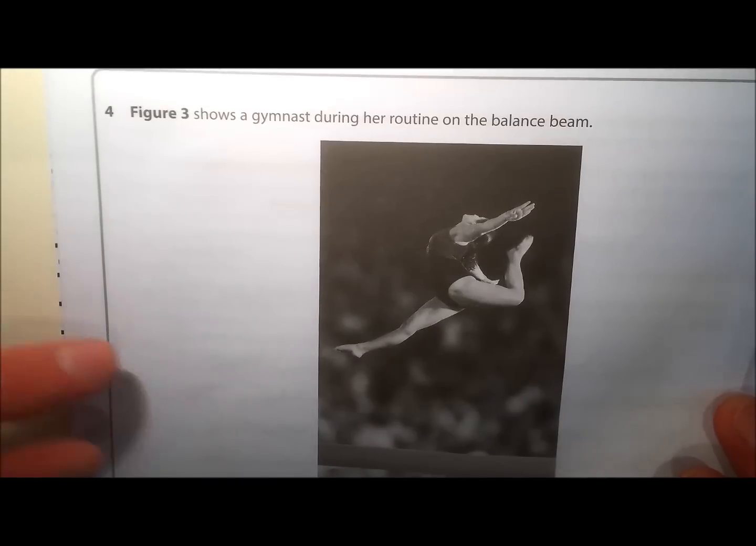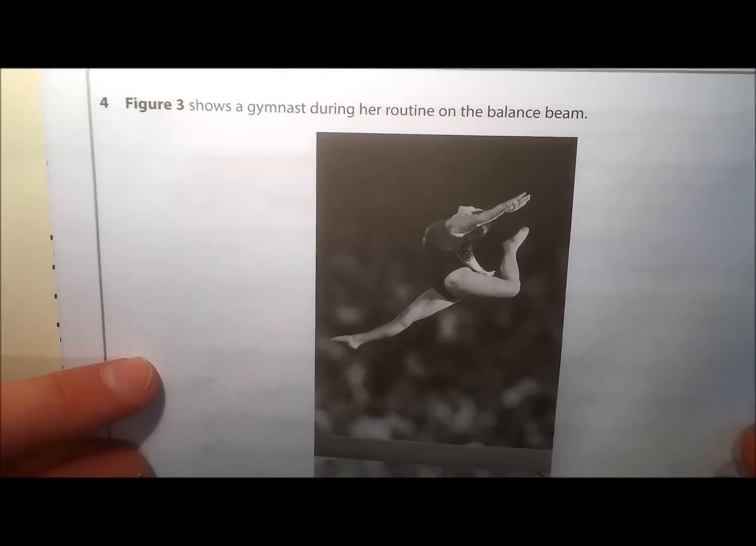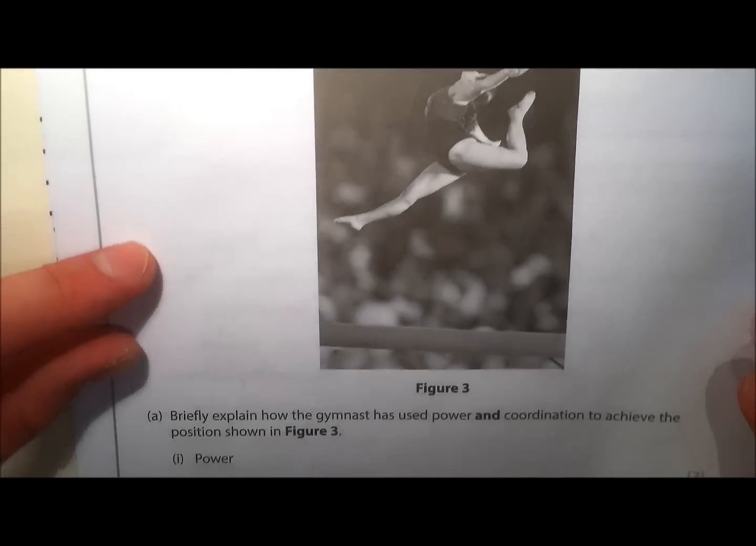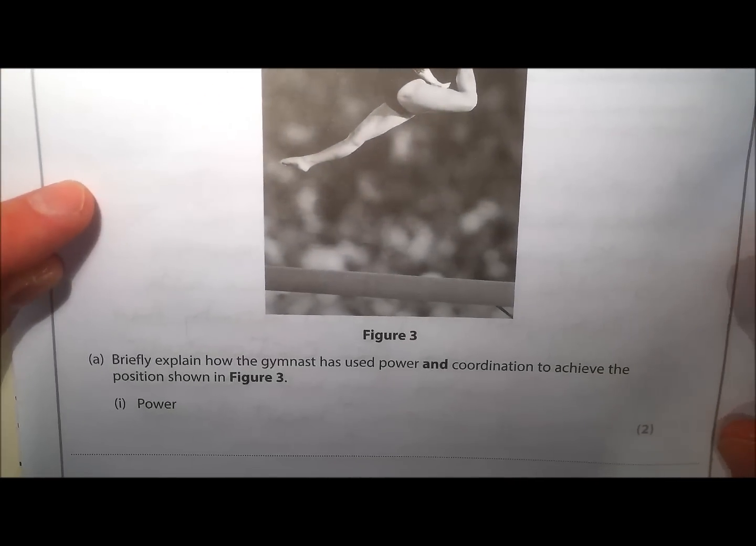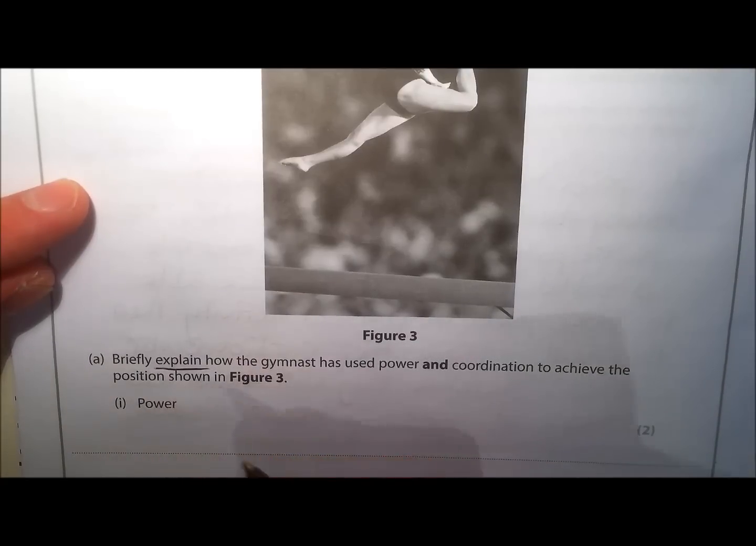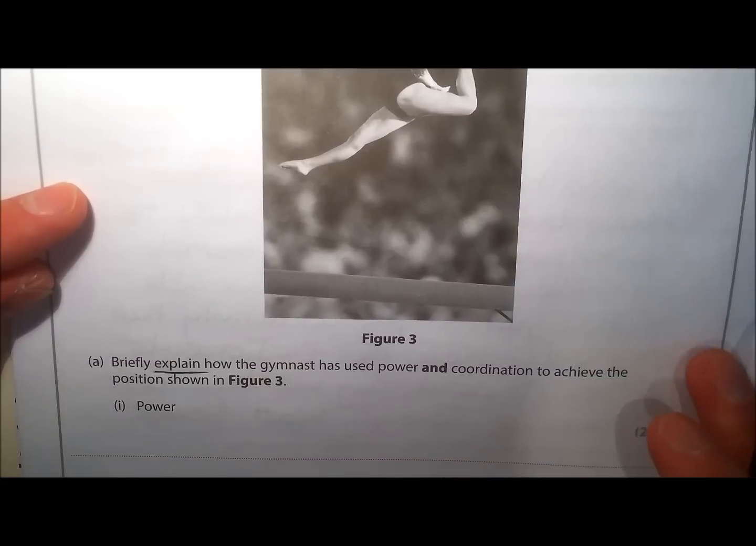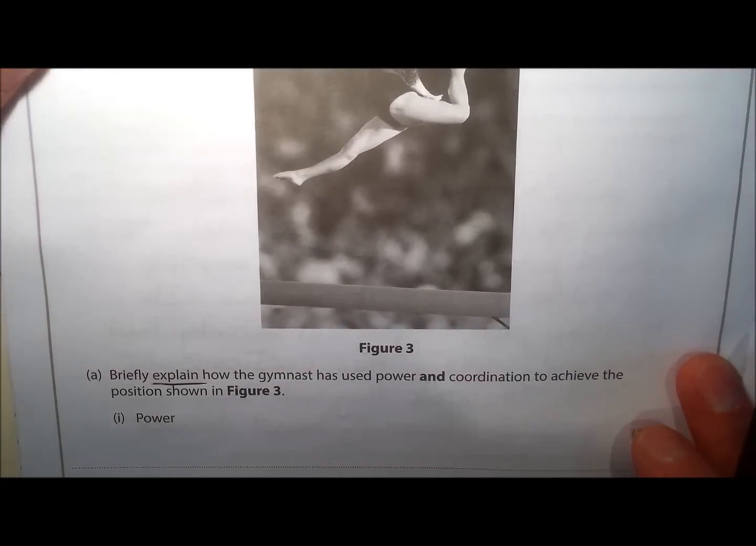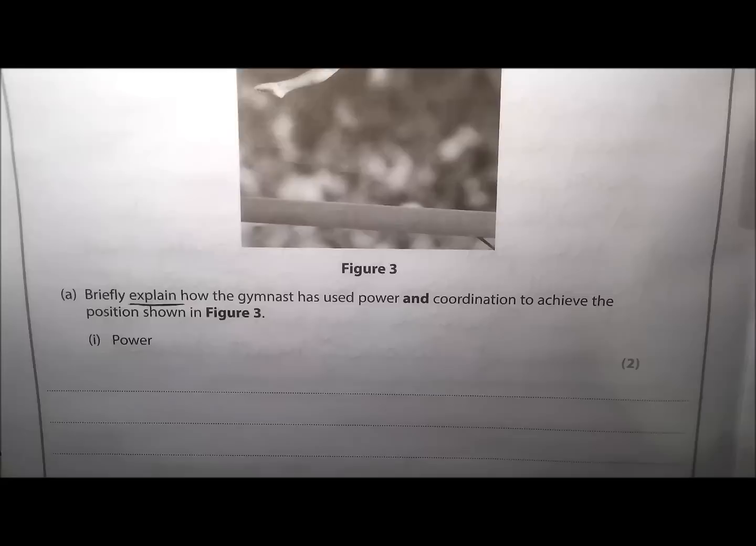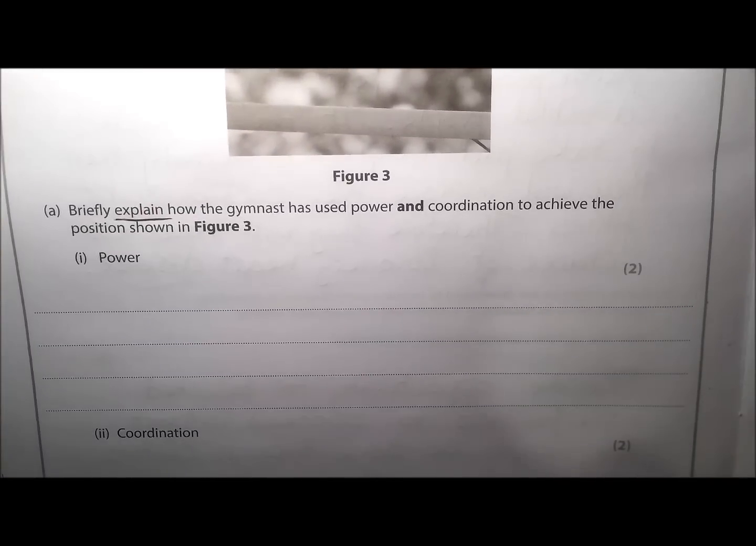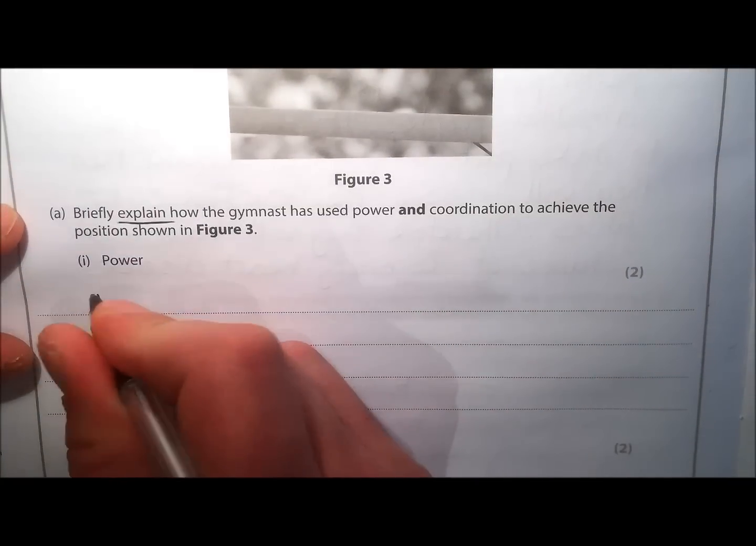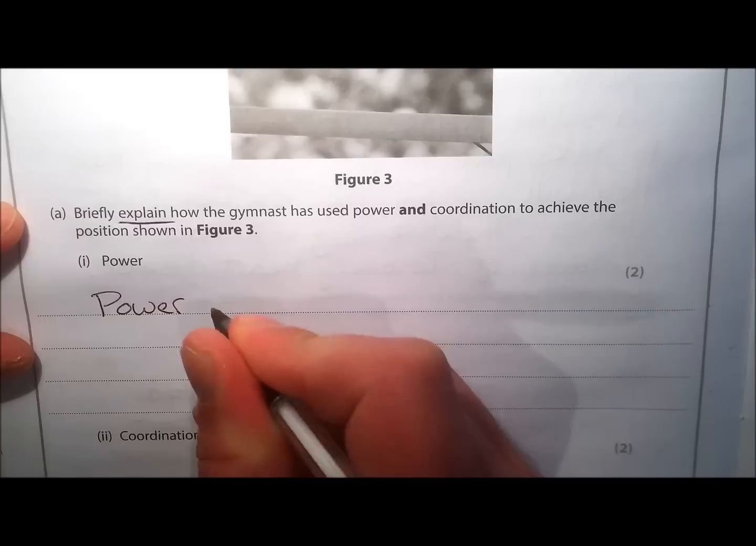Question 4. Figure 3 shows a gymnast during her routine on the balance beam. Briefly explain how the gymnast has used power and coordination to achieve the position shown in Figure 3. Once again, because the question says explain, we must state what the facts are and give a reason why or example to gain both of the marks in the question. First part, power.